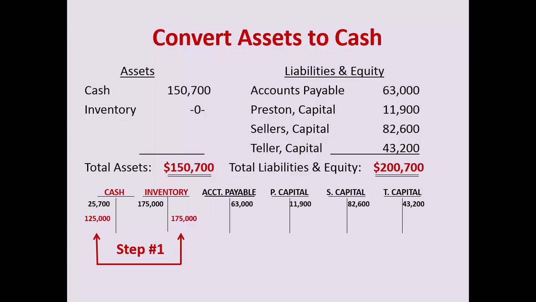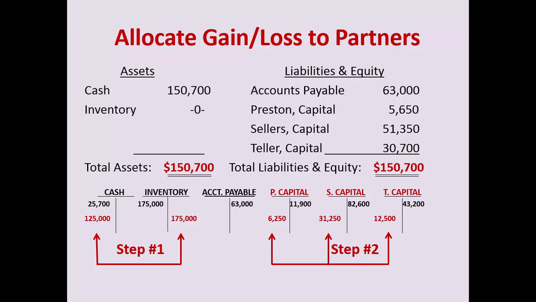So step one, update and post to the ledger. But your assets don't equal your liability. You took the inventory off your books, you sold it, cash came in for $125,000, but you still have a $50,000 loss that must be allocated to the partners. So step one, convert your assets to cash. Step two, allocate the gain or loss. Now you're in balance.